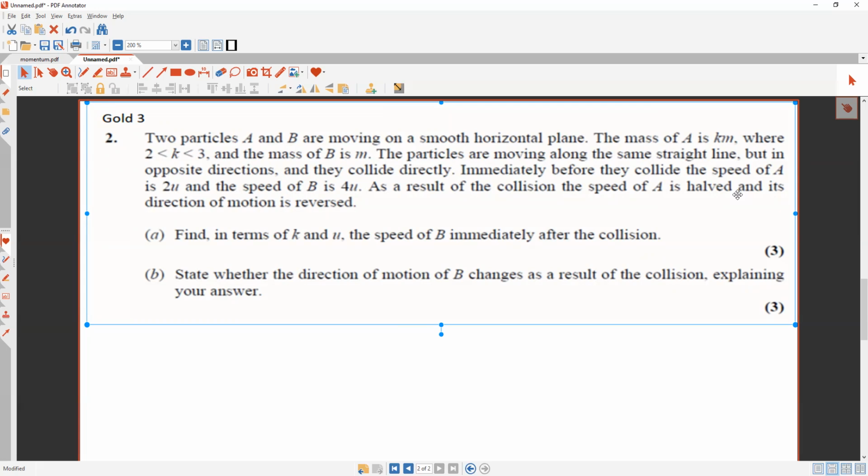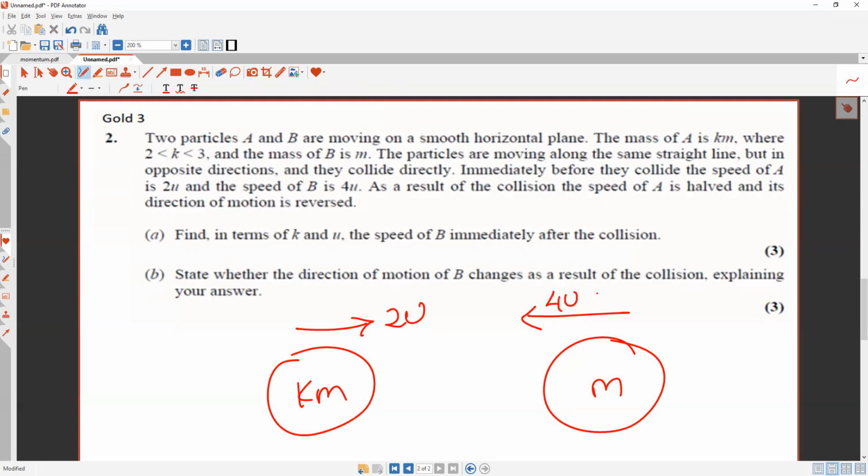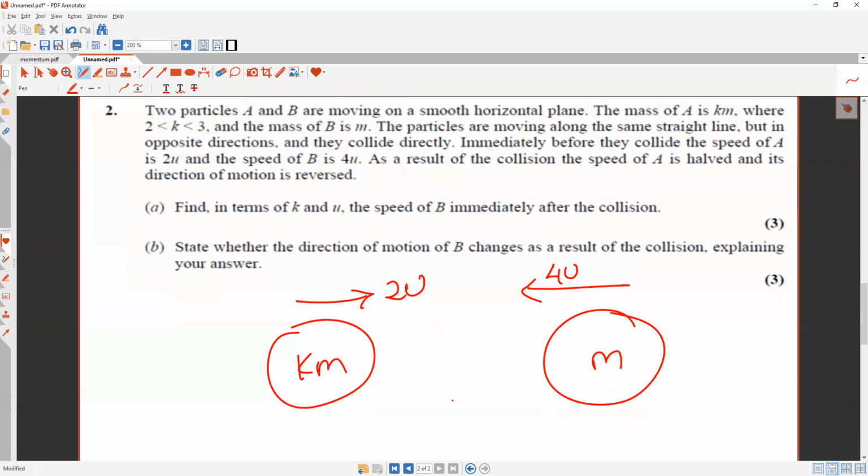আমি গোল্ড 3 এর কোশ্চেনটা করতেছি এখন, গোল্ড 3 এর কোশ্চেনটা। Okay, let me start. Hey, এদিকে you have particle A which is mass is km, you have particle B যার mass হচ্ছে শুধু m. Before A speed is what? 2u, and B speed is what? 4u, right? 4u.